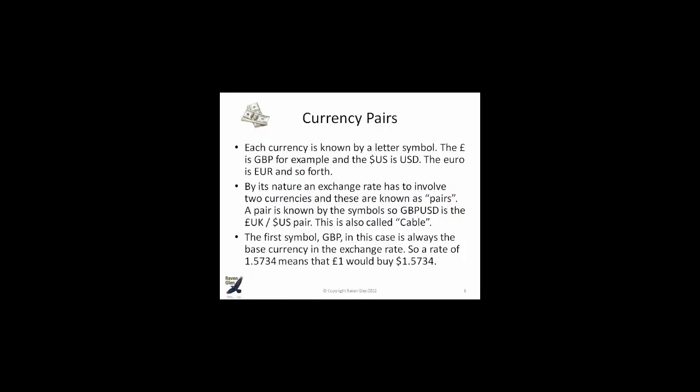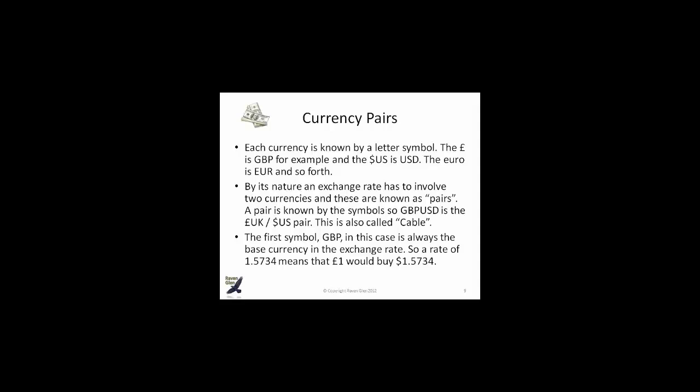The pound sign, which we're all familiar with, is for the GBP, the Great British Pound, for example, and the US dollar is known in trading as the USD. The euro is the EUR, and so forth. By its nature, an exchange rate has to involve two currencies, and these are known as pairs. A pair is known by both symbols, so the GBP USD, for example, is the UK pound and the US dollar pair. This is also known as cable.